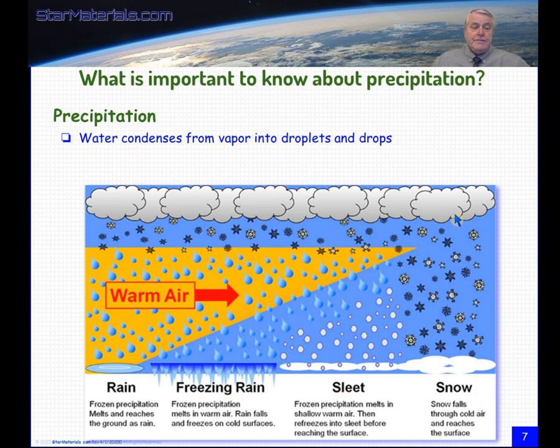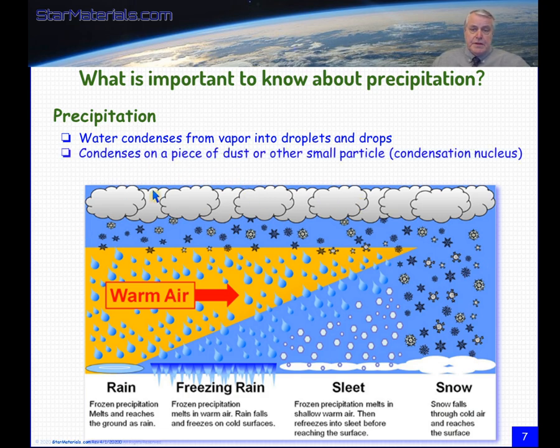And then you have an area where there is no warm enough air to melt, and it simply falls as snow. So the different kinds of precipitation depend on the layers of the atmosphere that it falls through. Snow falls through cold air and reaches the surface as a solid.